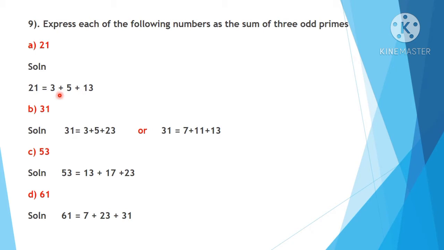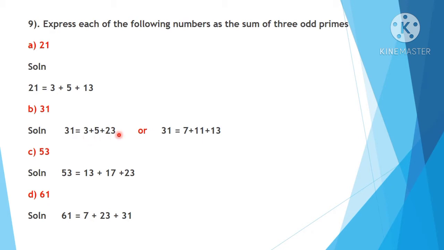So for the second question I have written 2 answers. Both answers are correct. For example, if I give homework, some children will write 3 plus 5 plus 23. It is also a correct answer. And some will write 7 plus 11 plus 13. This is also a correct answer. Why? Because 3 is a prime number and also an odd number. 5 is a prime number and also an odd number. And 23 is a prime number and also an odd number. So it's a correct answer, right? When you add these three numbers, you get the answer 31.